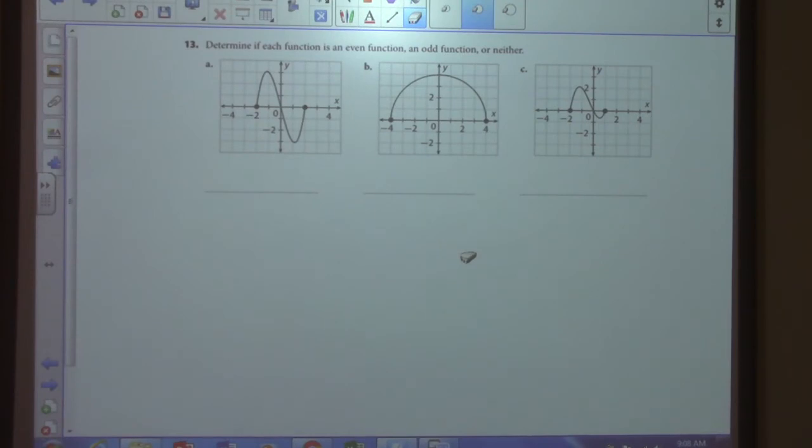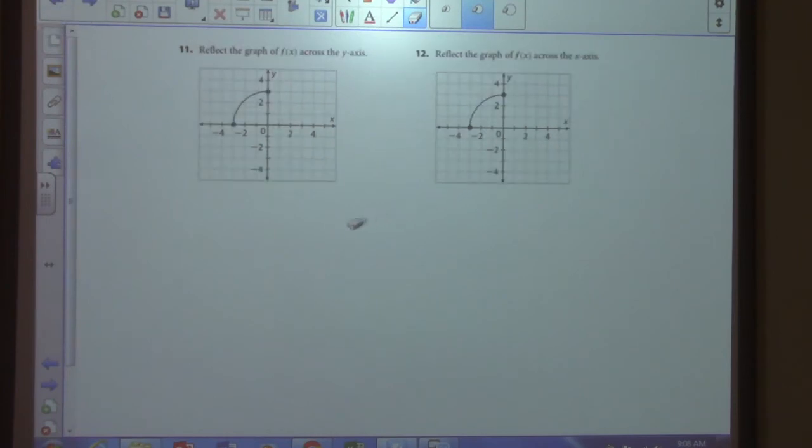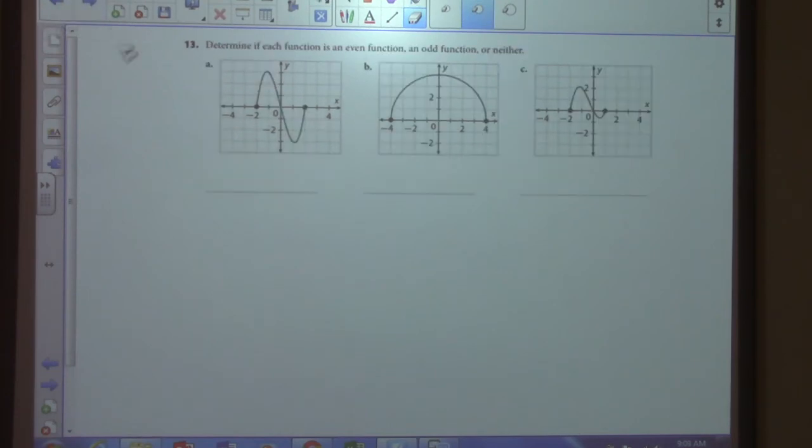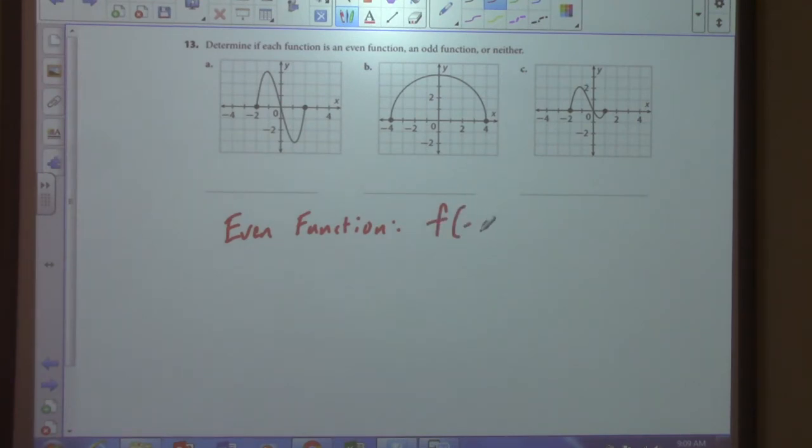Remember the definition for an even function? I'll tell you what it is. Actually, we did that more in pre-calculus. An even function is one where f of negative x is equal to f of x. That's the definition of an even function.